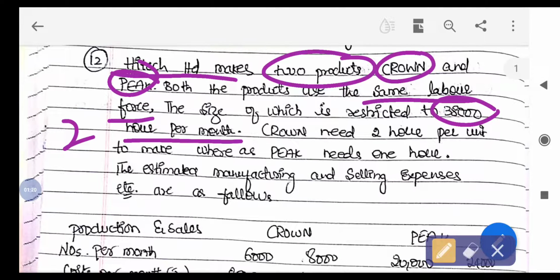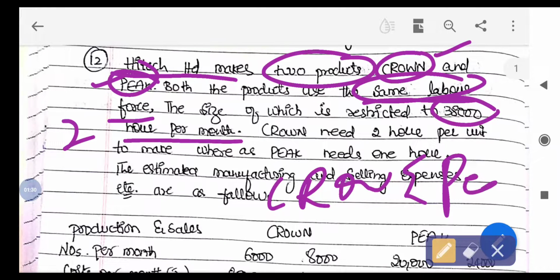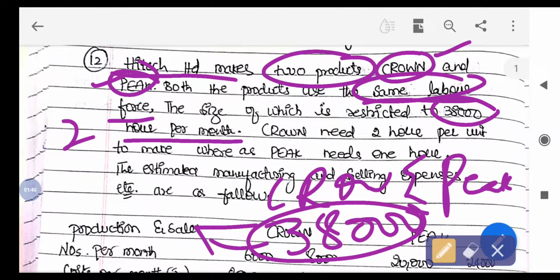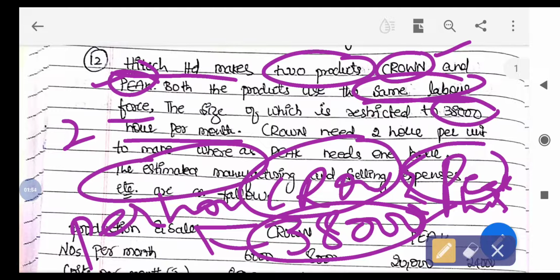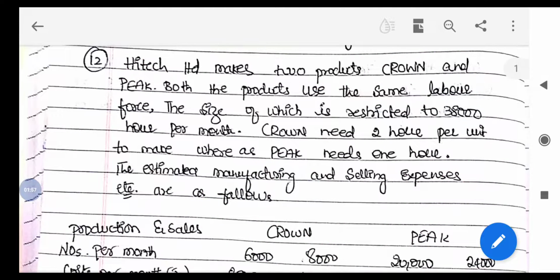So this company has two products and they are using the same labor force, but together for Crown and for Peak, they have a fixed limitation that only 38,000 hours per month should be there. It means in the whole month only 38,000 hours they have to work to make both of these products. So the limitation here is labor hours. In the previous problem there was no limitation. So in case you come across a limitation of any resource, how to solve the problem, we'll look into this.